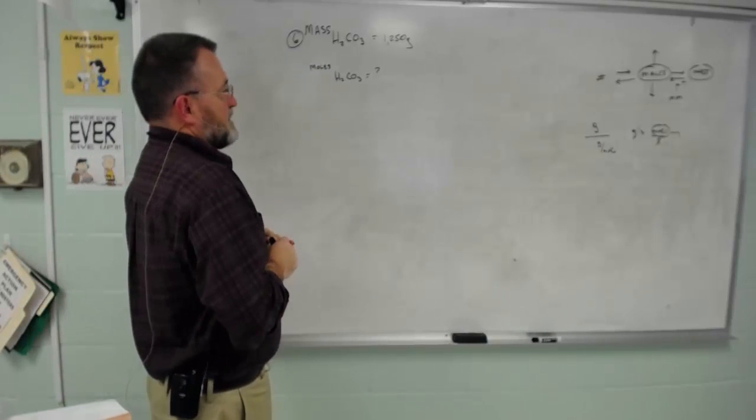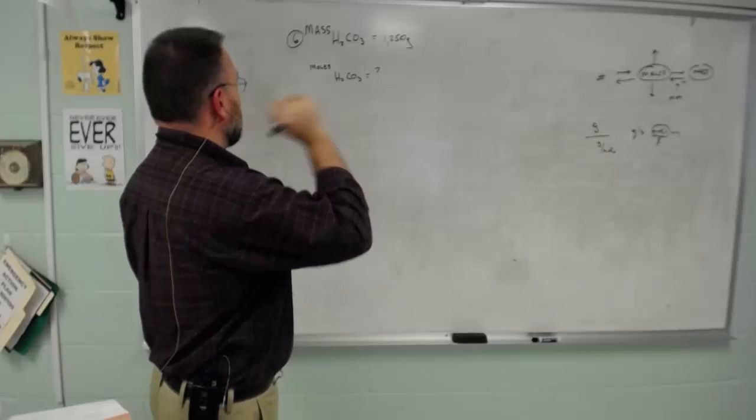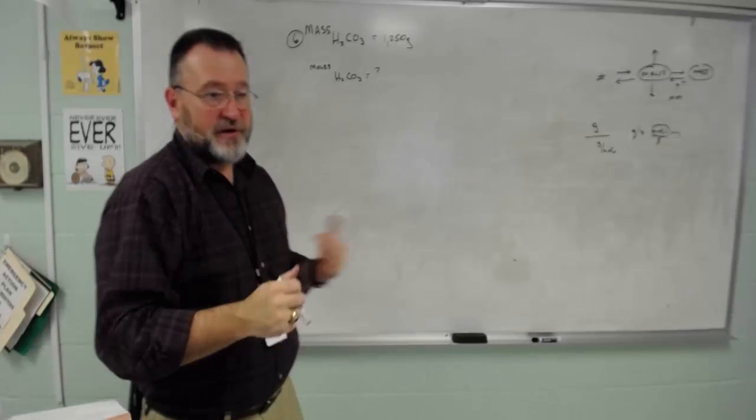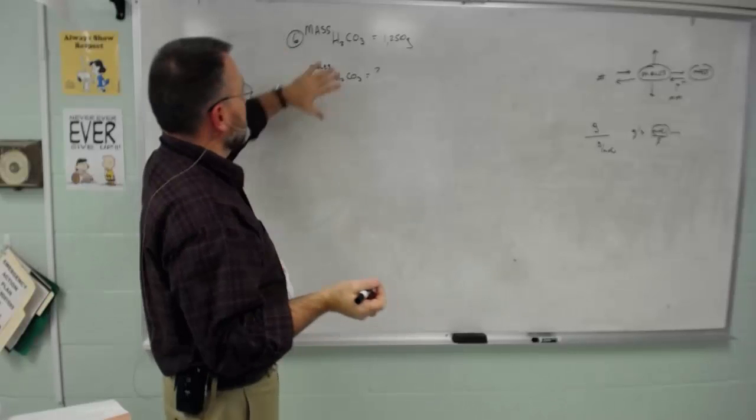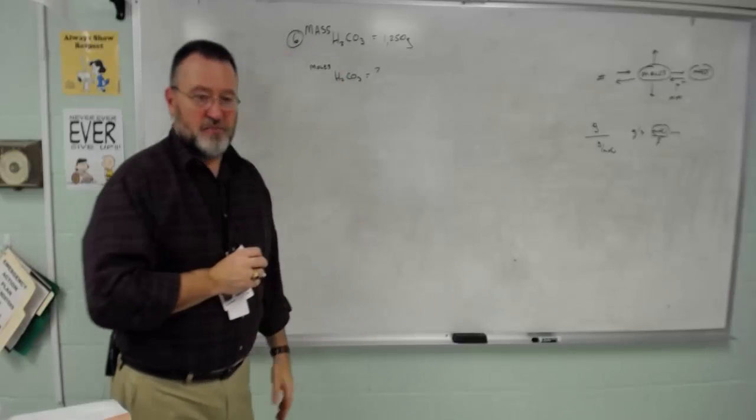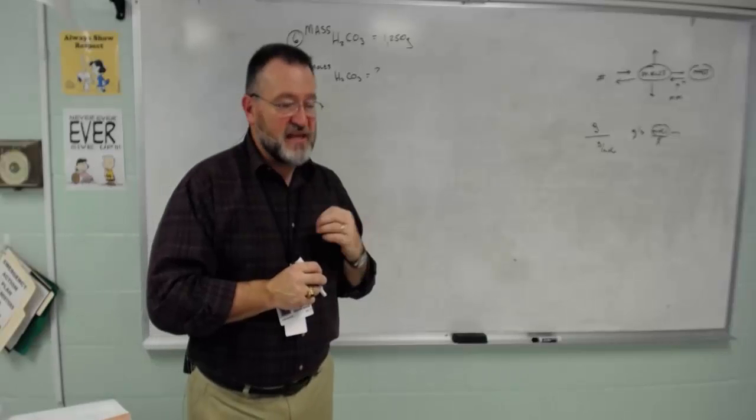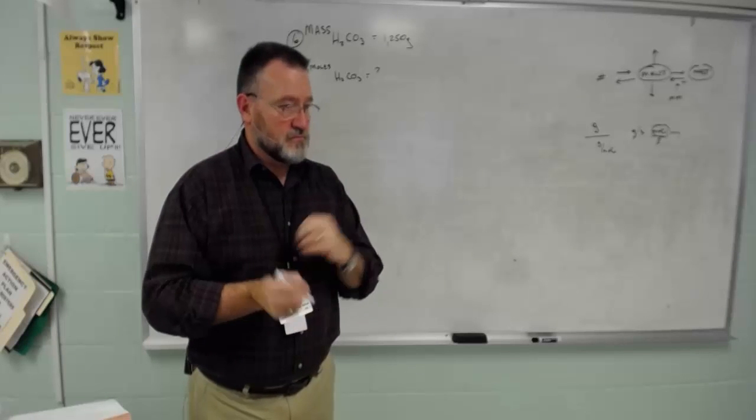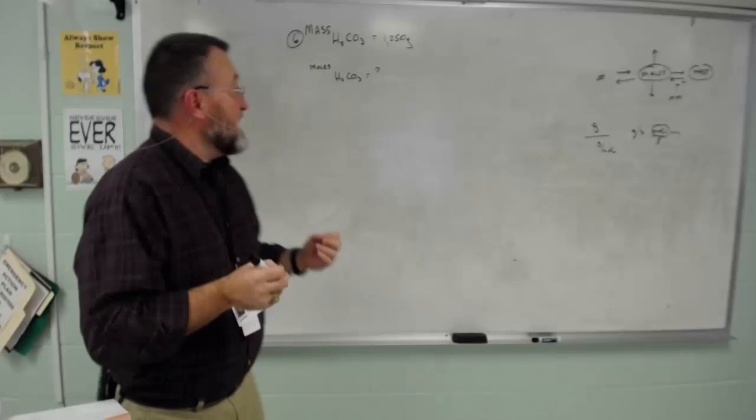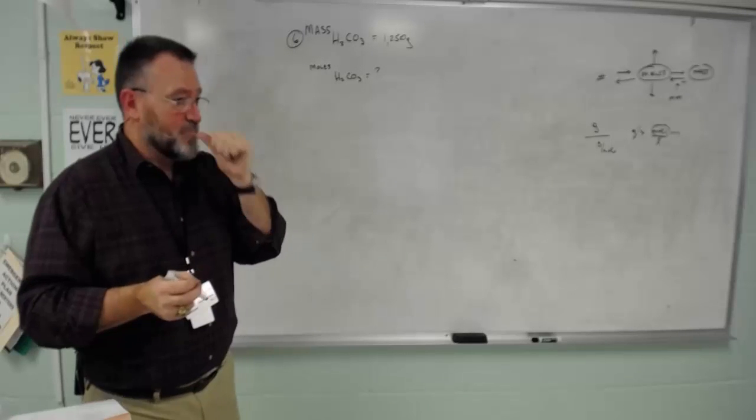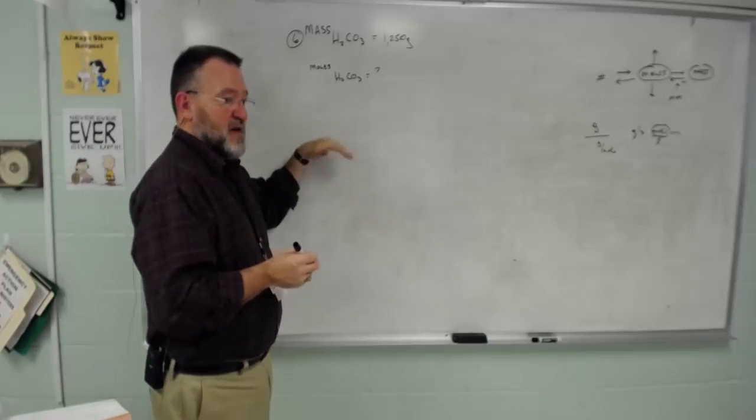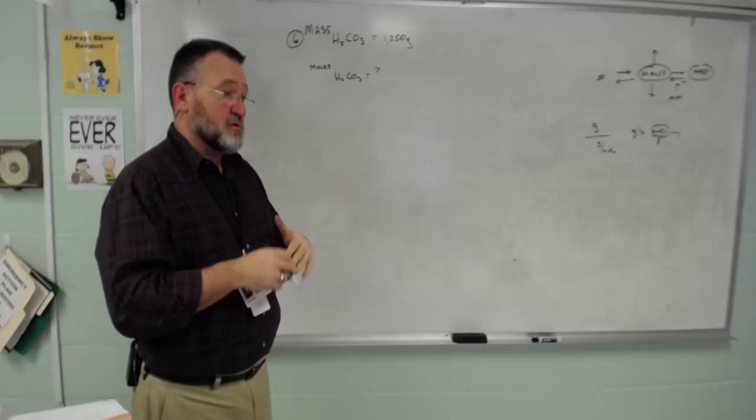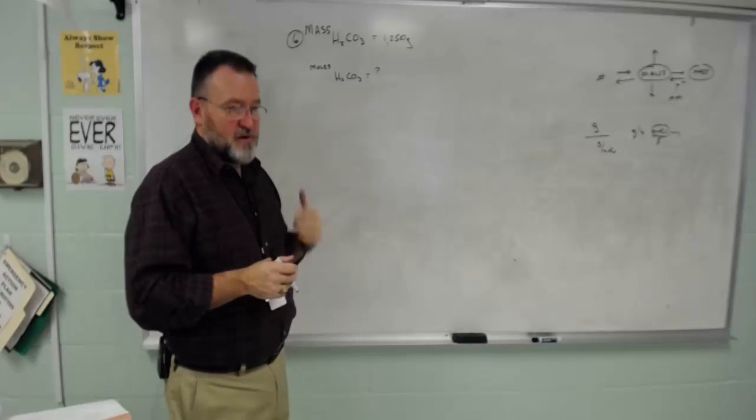All right, so to go from mass to moles, I need to figure out the molar mass of whatever it is I'm looking at. And what I'm looking at here is an H2CO3 molecule. So I need to calculate the molar mass of an H2CO3 molecule. We're good on that. The mass of the molecule is equal to the sum of the masses of the elements that make up that molecule. The mass of the whole is equal to the sum of the mass of the parts.